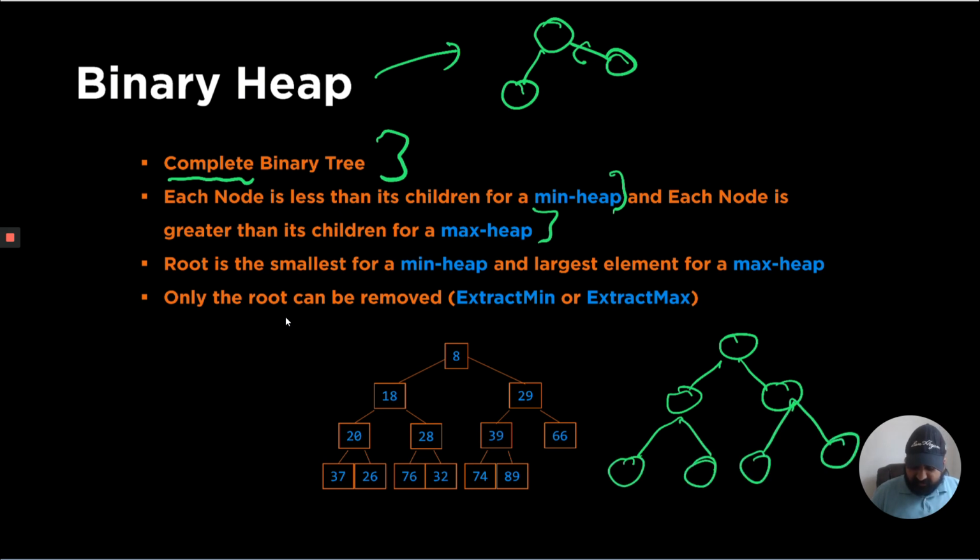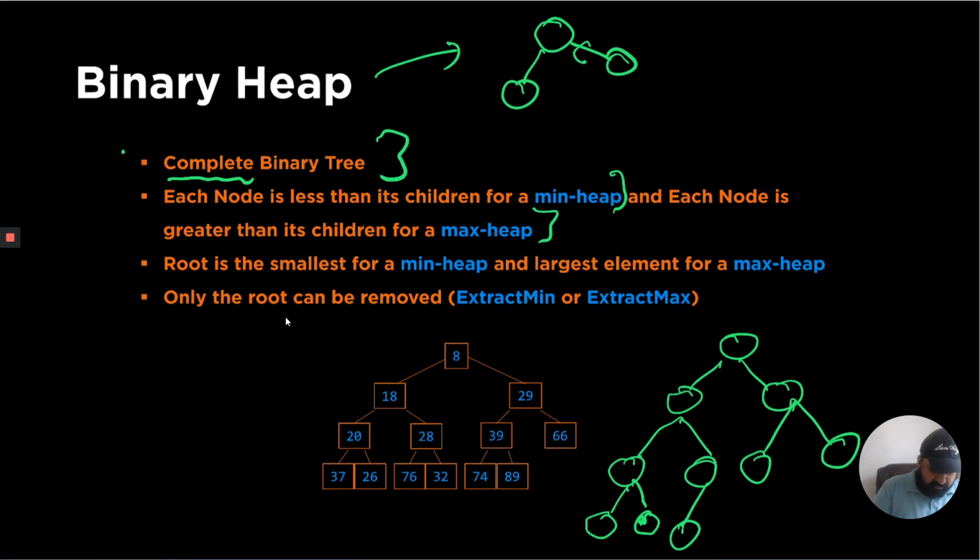And at the last level, let's say if this is the last level, all the leaves are towards the left, which is, they start from left to right. So this is a complete tree, while this is not, because you do not have a value right here. So to make it complete, you need to have all the leaves in the last level aligned towards the left side. So this is the first property of a heap, which is it's a complete binary tree.